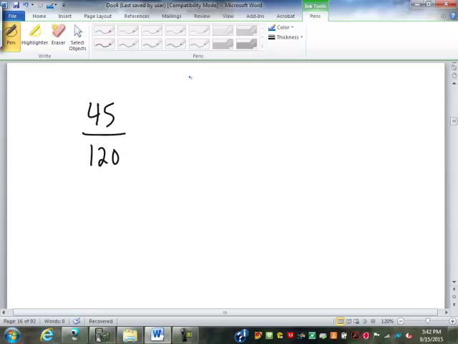When we want to reduce it, we look for numbers that can divide both the 45 and the 120. We did talk about divisibility rules that make that quicker. I always look for 10s. Can both of those be divided by 10? No. 120 can, but not 45. Second thing I usually look for is 5s. Both can be divided by 5 because they end in either 5 or 0. 45 divided by 5 is 9. 120 divided by 5 is 24.